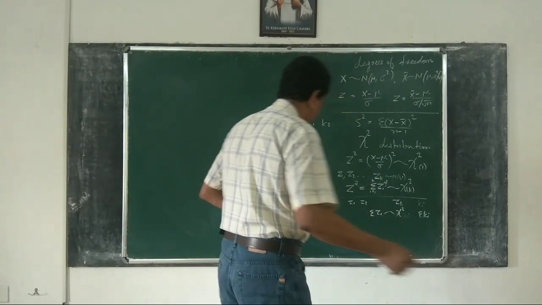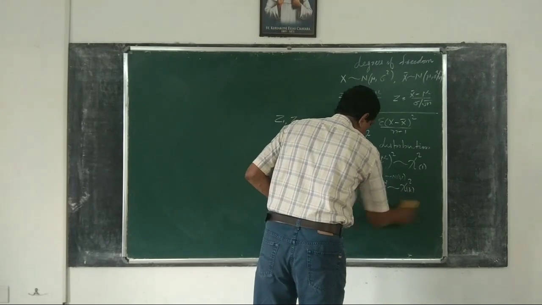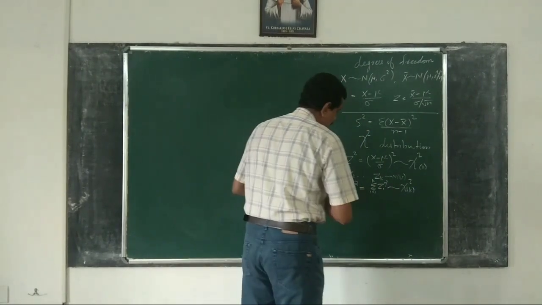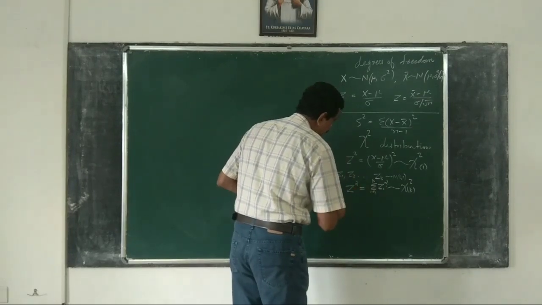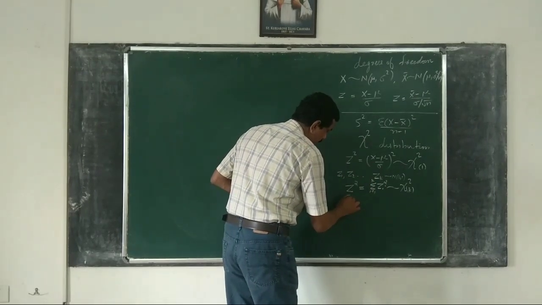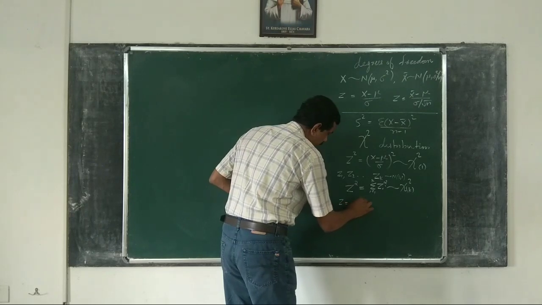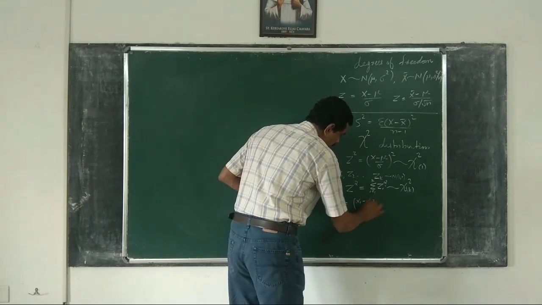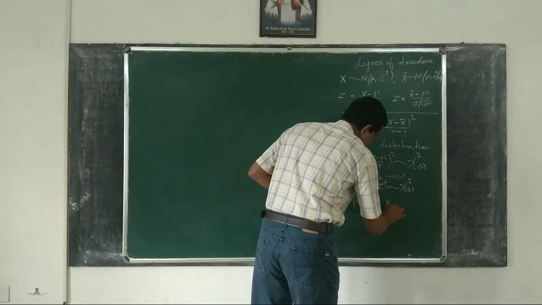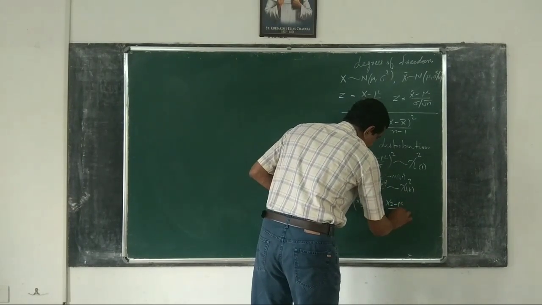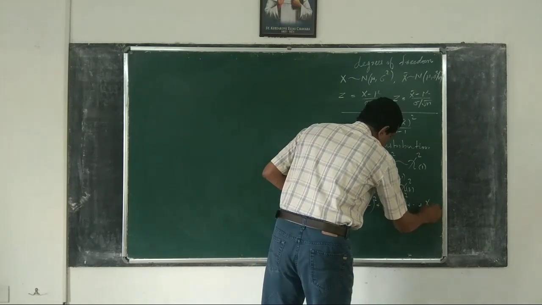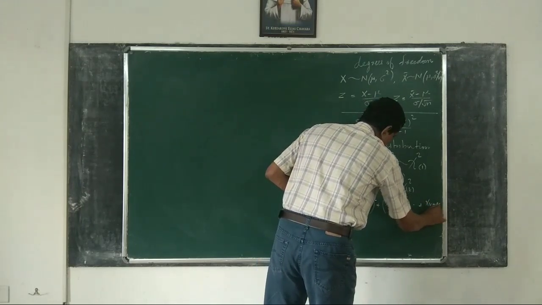Now, if I expand this, the sum Z is equal to x1 minus mu by sigma all square plus x2 minus mu by sigma all square plus etc. plus xk minus mu by sigma the whole square.